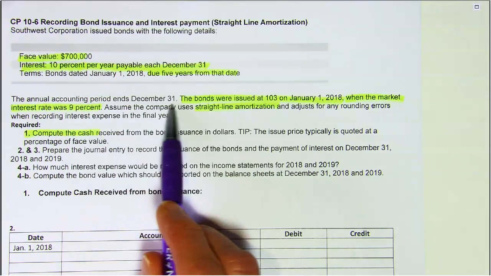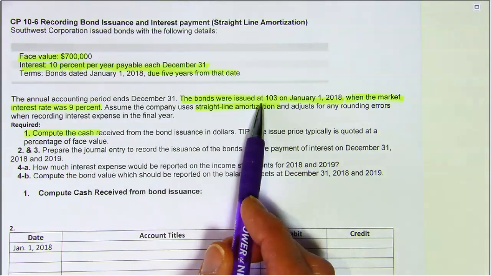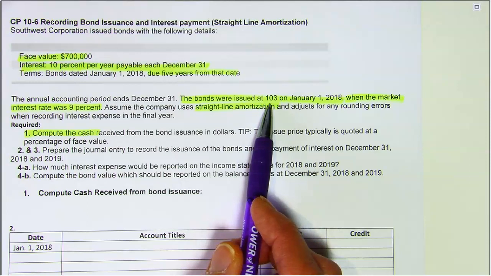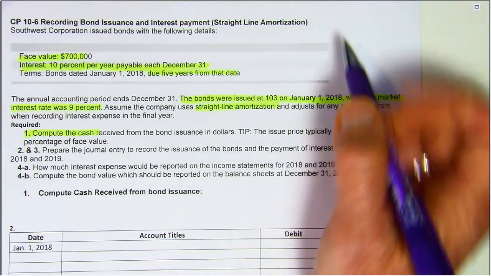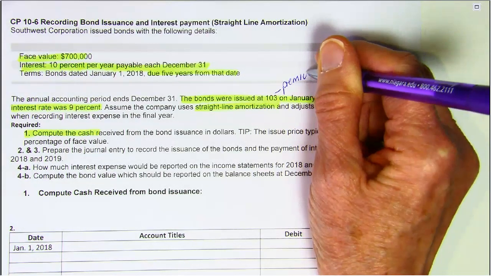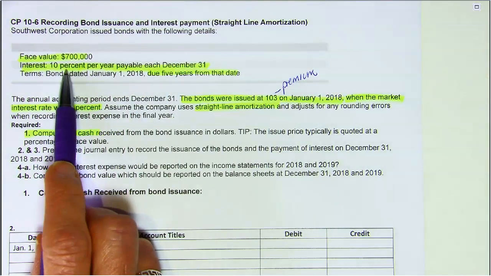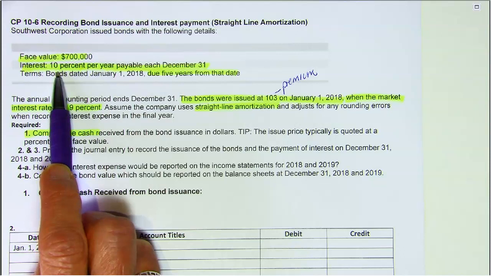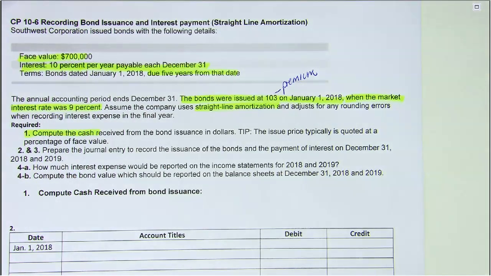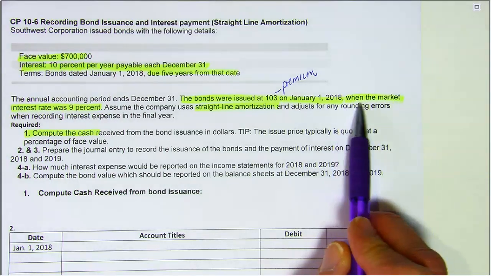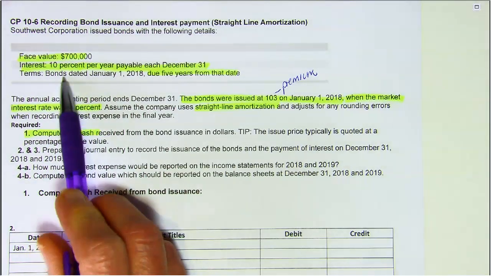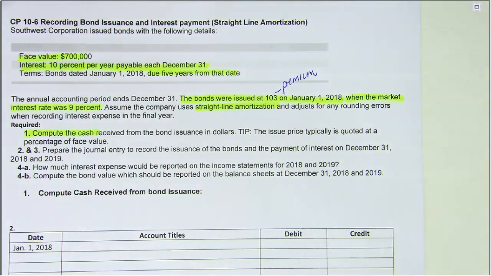The annual accounting period ends December 31st, and the bonds were issued at 103, or 103% of face value. We know from looking at that there must be a premium. That must exist because our bond interest is higher than what the market rate is. So people are going to pay us more than $700,000, and we're going to pay them back just $700,000. The reason they're willing to do that is because the bond interest payments that we make every year are greater than they would receive from other sources. In fact, it tells us here the market rate was only 9%. Your bonds are paying 10%. So they're going to have to pay more to get more.